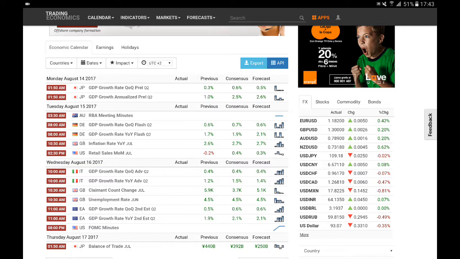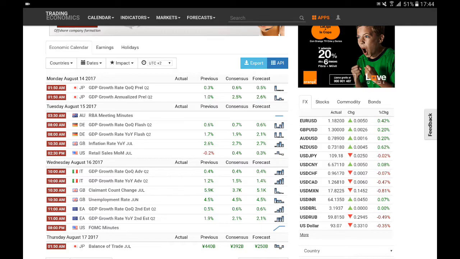Next on Tuesday, August the 15th in Australia, we're going to have the Reserve Bank of Australia meeting minutes. Next in Germany, we're going to have the GDP growth rates quarter on quarter flash Q2, and the GDP growth rate year on year flash Q2. In Great Britain, we're going to have the inflation rate year over year for July. And back in the US, you're going to have the retail sales month on month for July.